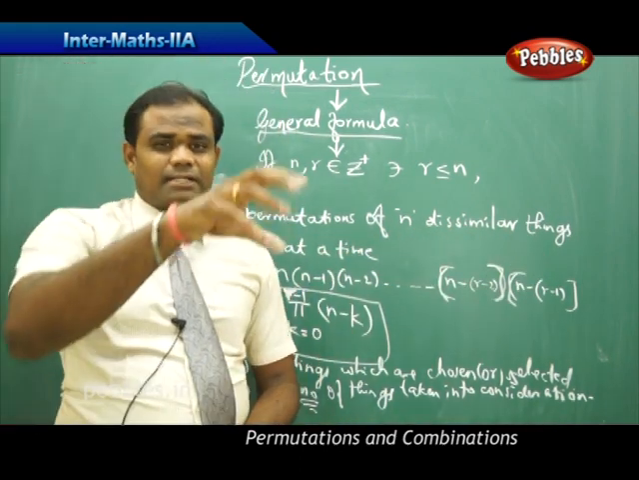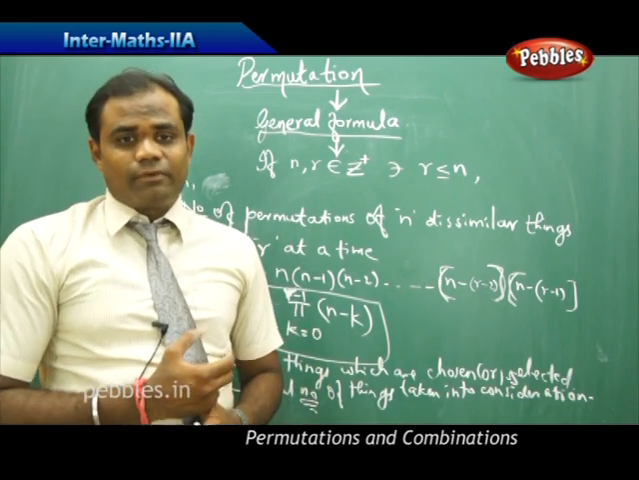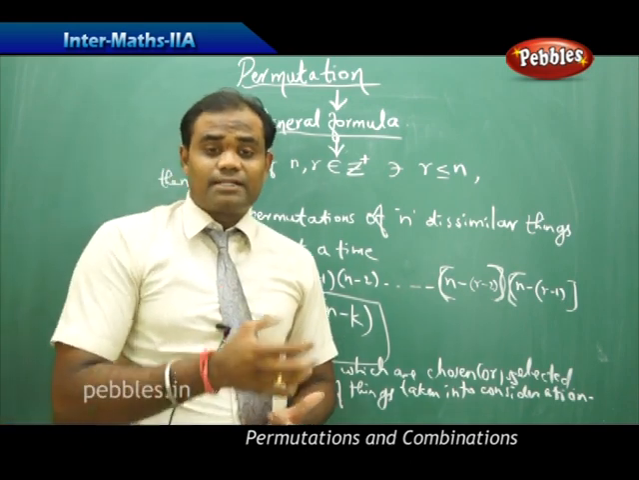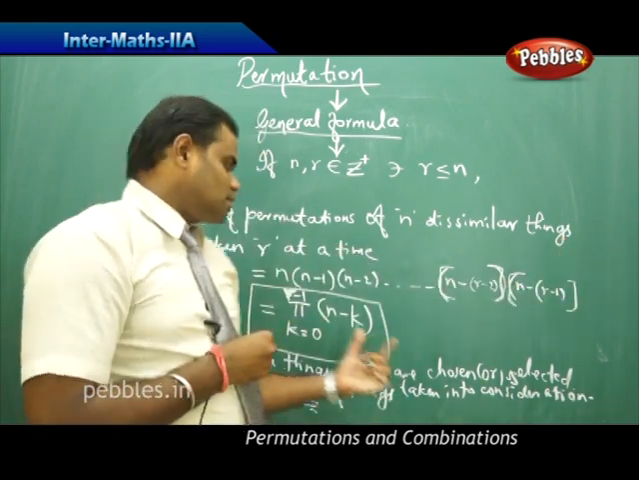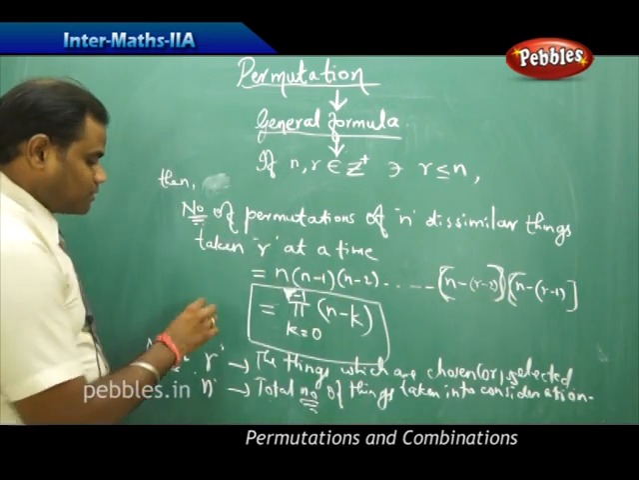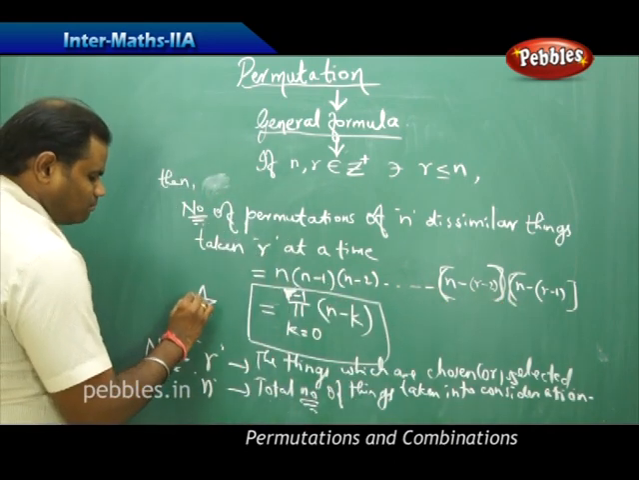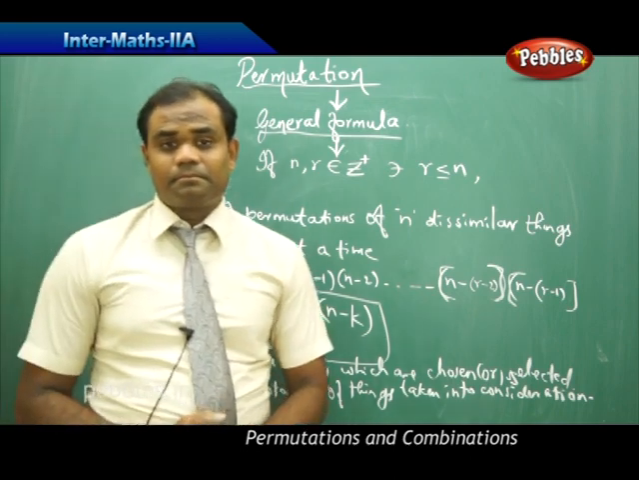That is, if I select r objects out of the n objects, then the number of ways in which I can select r objects from the total number of n objects is possible in these ways. This is the direct formula which we have for permutation taken r at a time.